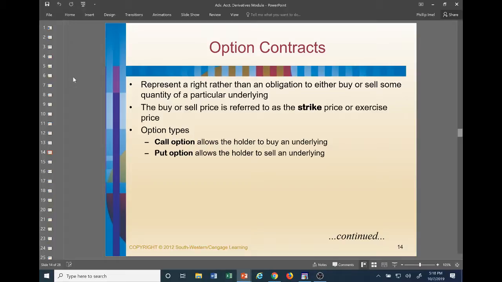Now, if an option allows the holder to buy an underlying, it is referred to as a call option. An option that allows the holder to sell an underlying is referred to as a put option. Now, options are actively traded on organized exchanges or may be negotiated on a case-by-case basis between parties. So these are over-the-counter contracts if they're negotiated on a case-by-case basis. But ultimately, they are traded on an organized exchange.